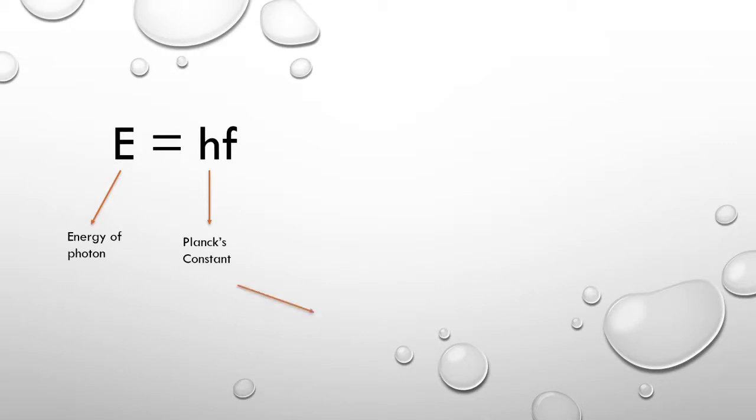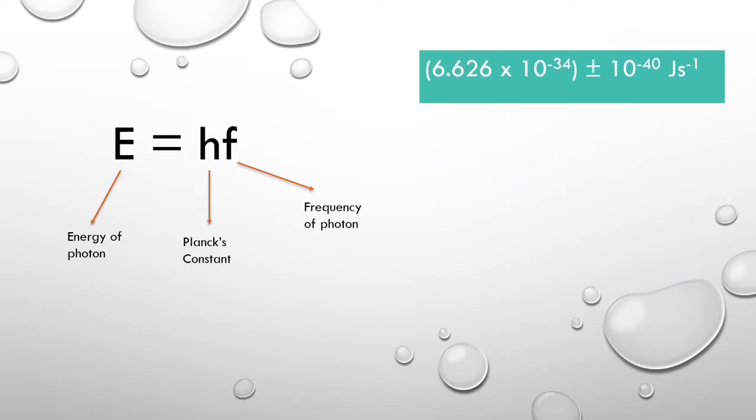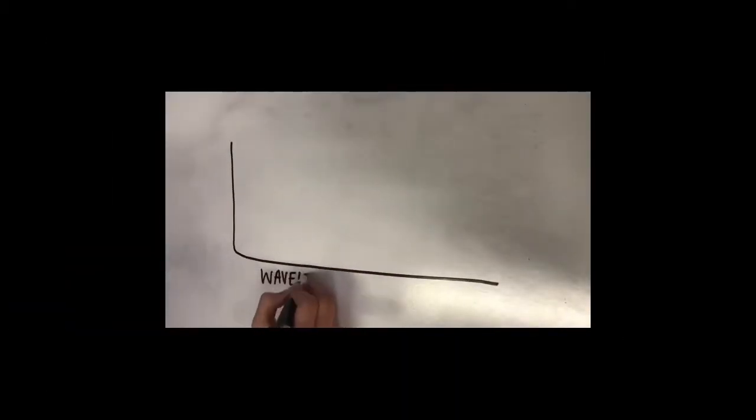The accepted value for Planck's constant is 6.626 times 10 to the minus 34 plus or minus 10 to the minus 40 joules per second. How did he come about this constant?